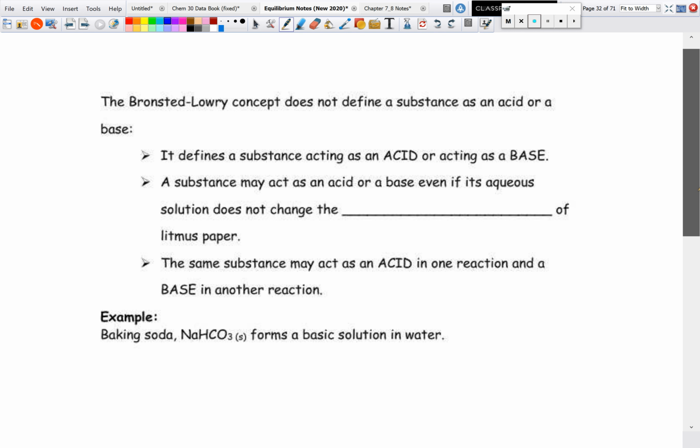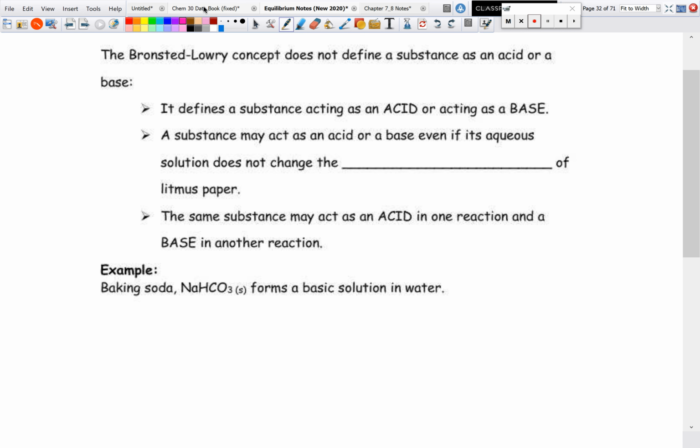So one thing to really keep in mind though is that this concept does not define a substance as an acid or a base. It only defines if they are acting as an acid or acting as a base. So that's the major difference right now in our Bronsted-Lowry concept. It's about how they act. So a substance may act as an acid or base even if its aqueous solution does not change the color of litmus. And that is one thing that you guys learned for a while, that an acid or base needs to change the color of litmus. Well, now what this Bronsted-Lowry concept is saying is that it doesn't necessarily need to do that, although we need to look at the reaction to see if there is a transfer of the proton.